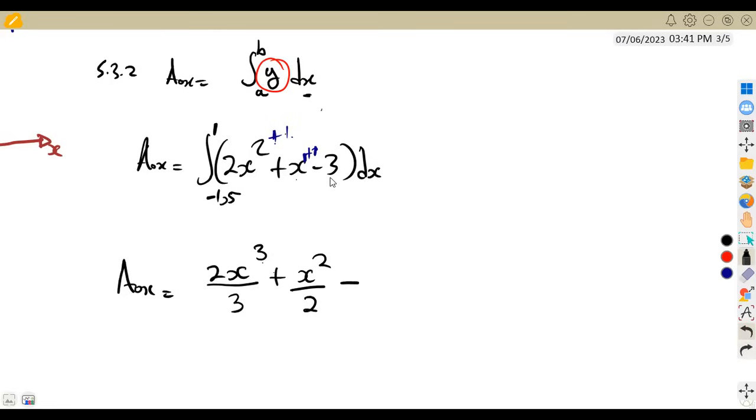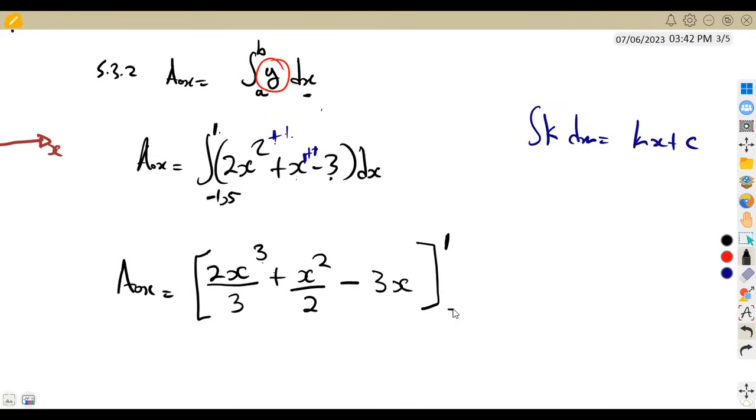Minus 3 is a constant. Remember, I said the integral of a constant is the constant times x. The integral of k with respect to x is equal to kx plus c. So this is the part that you're going to apply. You can write the plus c here, but whenever there are limits like this, it's not necessary for you to have the constant. All right, so just have your limits from -1.5 up to 1.